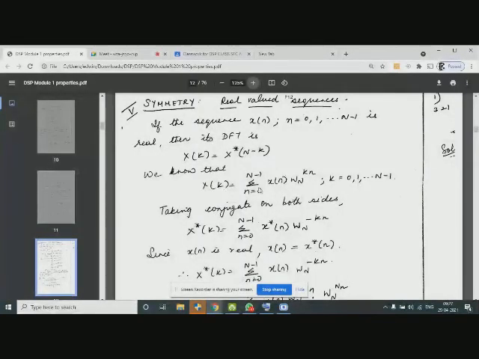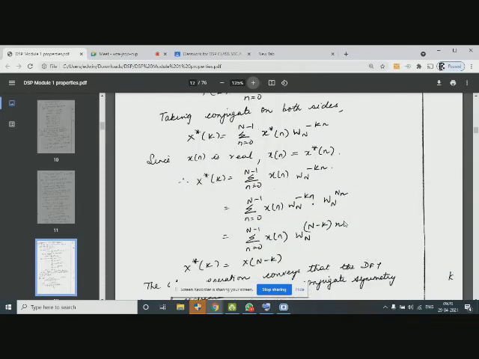Now have a look at this. So x of k you have written, x star of k is the conjugate. On both the sides you take the conjugate. So this x of n becomes x star of n. Wn power k into n becomes Wn power minus k into n. Okay, since x of n is real, x of n is equal to x star of n.